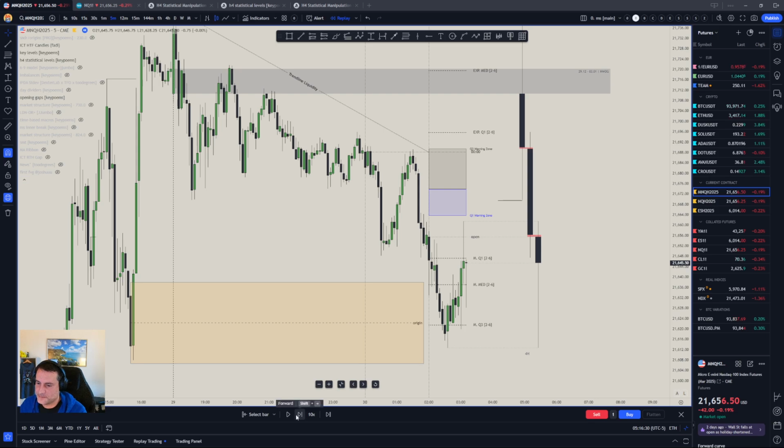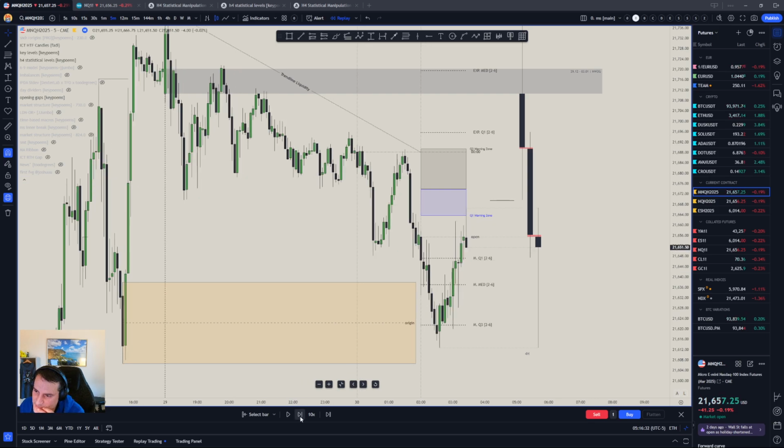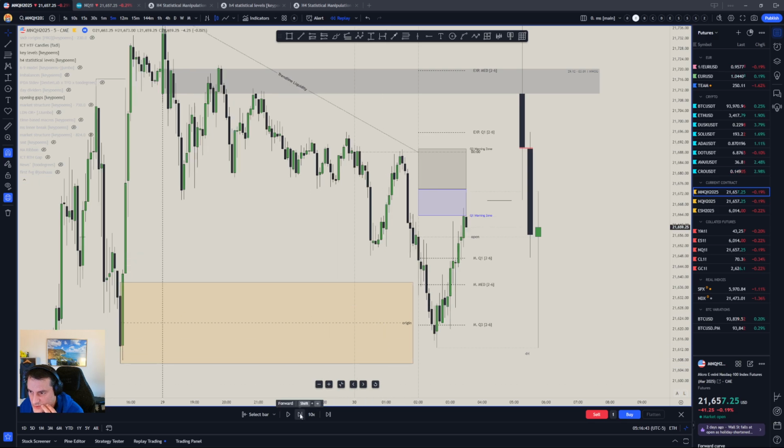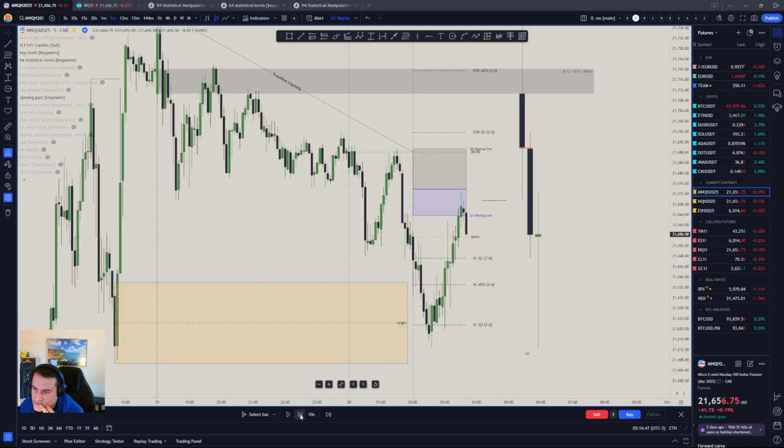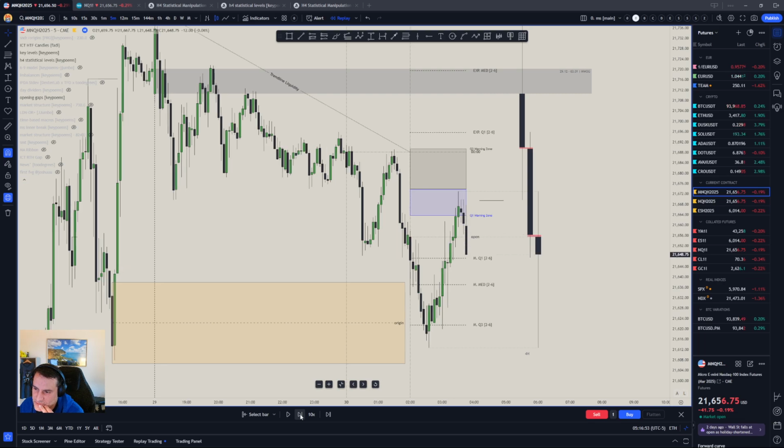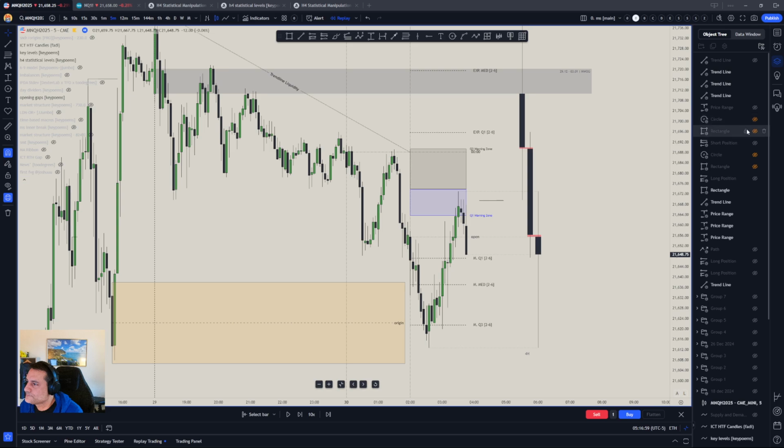But then this happened. So we arrive at 3:25, and we touch this zone, which is where bias actually could change. And I want to show you, because this is exactly how I thought about it. Okay, so I did take a short, but I think it was earlier. Let me see where.